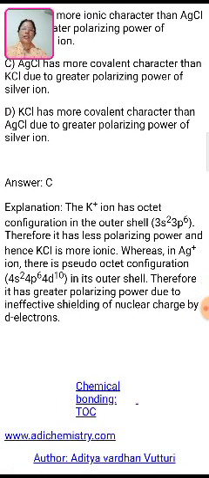Explanation: the potassium ion has octet configuration of outer shell 3s2 3p6, therefore it has less polarizing power and hence KCl is more ionic, whereas silver ion has a pseudo octet configuration 4s2 4p6 4d10 in its outer shell, therefore it has greater polarizing power due to ineffective shielding of the nuclear charge by the d electrons.